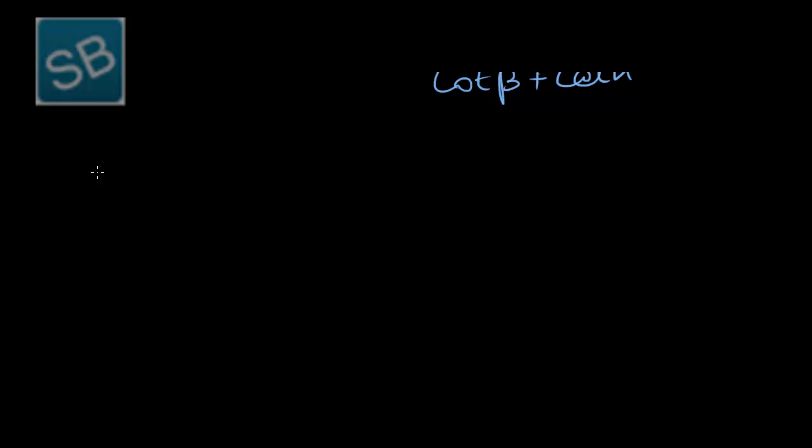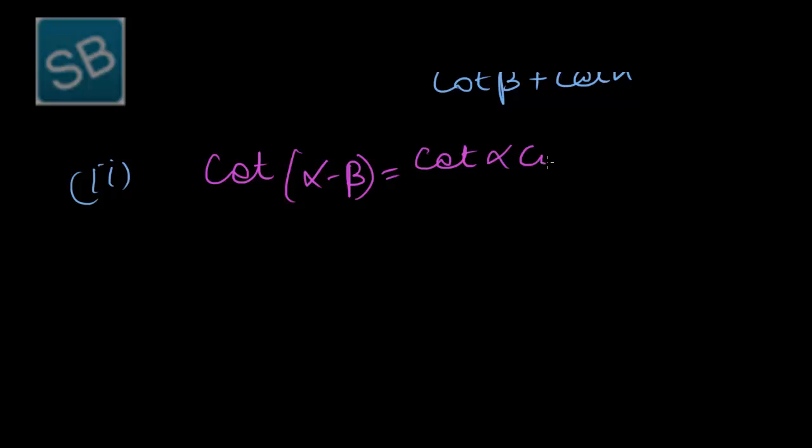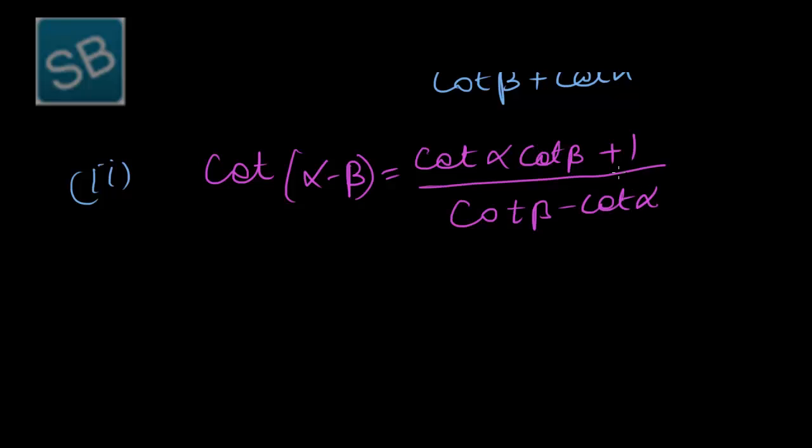Similarly, the second part is to find cot(alpha minus beta) for the given domain, that is (cot alpha cot beta plus 1) over (cot beta minus cot alpha).